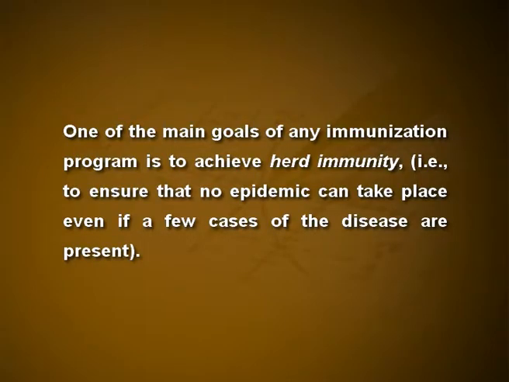Vaccinations, when available, are an attractive way to control disease dynamics, but the private and public risks of immunization must be balanced. One of the main goals of any immunization program is to achieve herd immunity, that is, to ensure that no epidemic can take place even if a few cases of the disease are present. Before public health policy is set, the likely outcome of proposed vaccination programs must be well understood so that trade-offs in terms of public and private good can be weighed. Thus, estimating what level of vaccination confers herd immunity for a particular disease in a particular society is an essential first step.